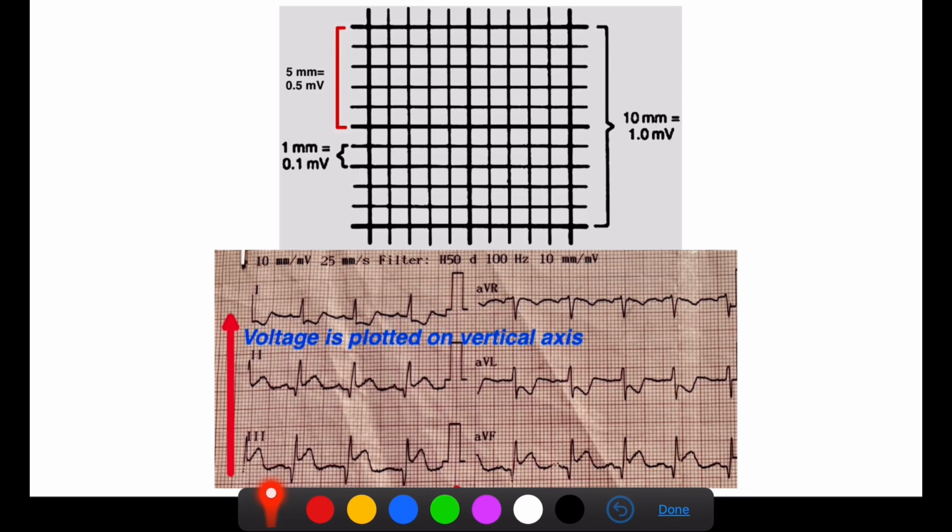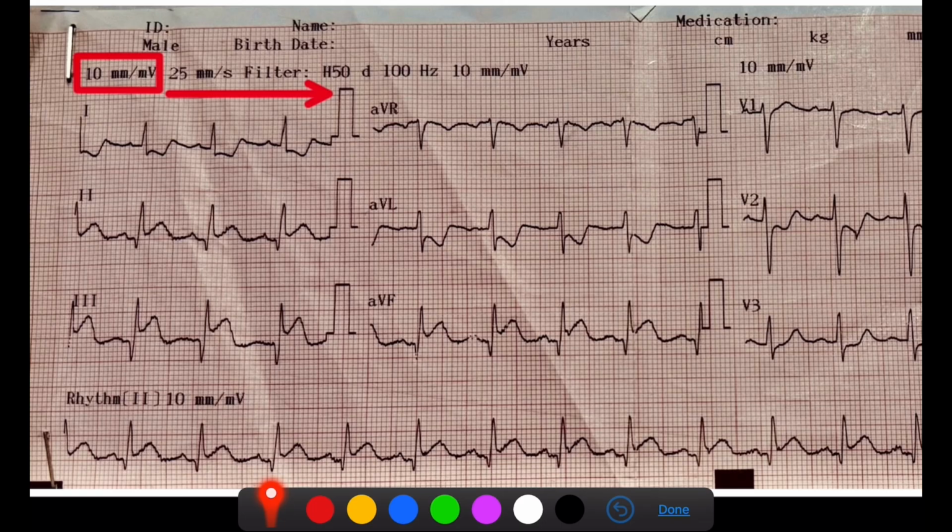Now let's talk about the second important setting of ECG paper, that is voltage. Voltage is plotted on the vertical axis in millivolts. One small square is equal to 0.1 millivolt. 5 small squares are equal to 0.5 millivolt and 10 small squares are equal to 1 millivolt. Voltage is given here. Look at this, 10 mm per millivolt.